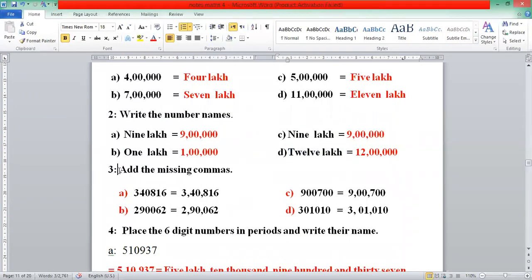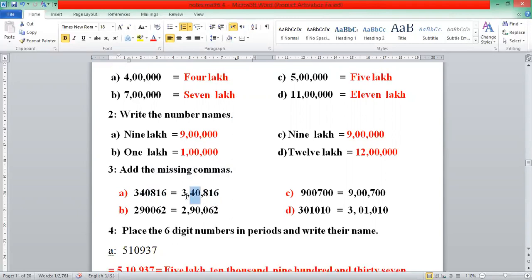Question three, add the missing commas. Here, 6-digit numbers are given, so we want to write these numbers in the Pakistani way. On the next page, we will discuss how we write and express numbers in the international way and where we put the commas. Whenever you want to write any number in the Pakistani way, you must put the comma after 3 digits, then after 2 digits.